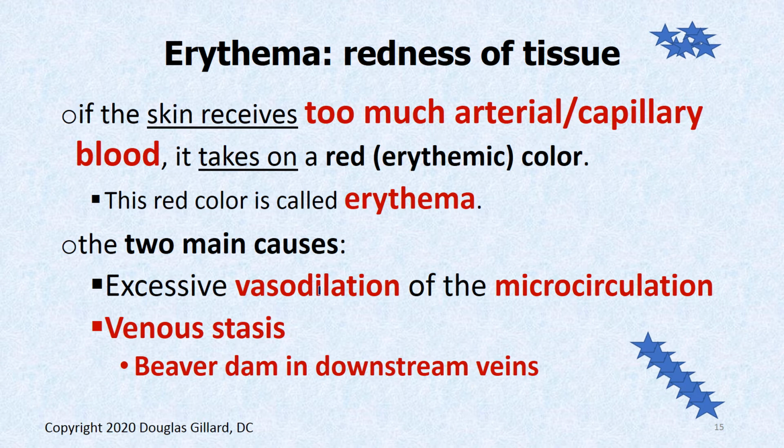Erythema is redness of the tissue. That means the capillary is opened. So the microcirculation, like the arterioles, are open too big, and the capillaries are receiving too much pressure. This is often accompanied with swelling as well, because if that many red blood cells are getting in through the capillaries, it's probably pushing into the interstitium as well.